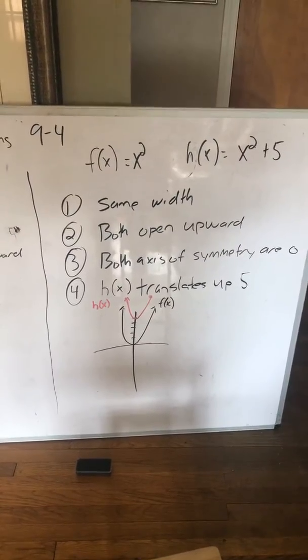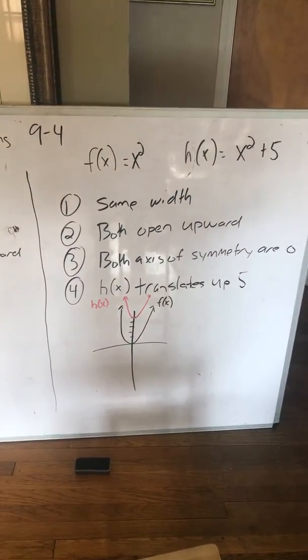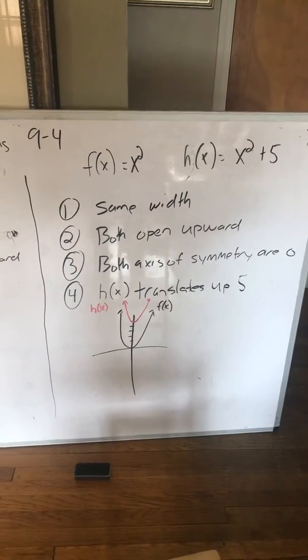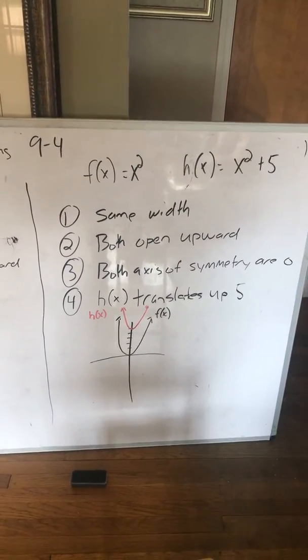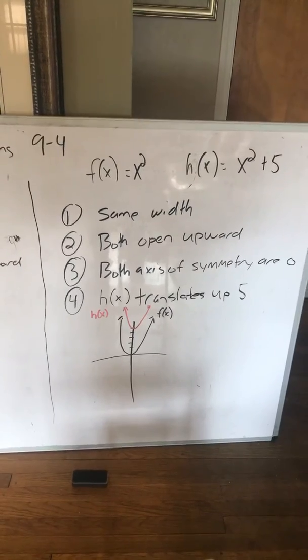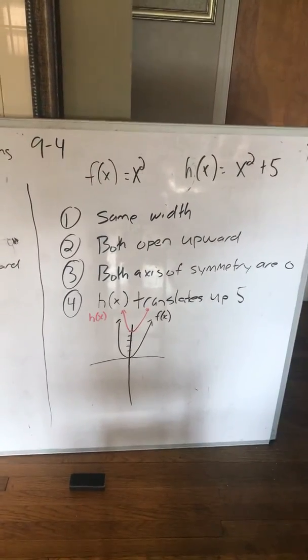My vertex of f of x is 0, 0. My vertex for h of x is 0, 5. So my h of x translates up 5. I could have said f of x translates down 5.